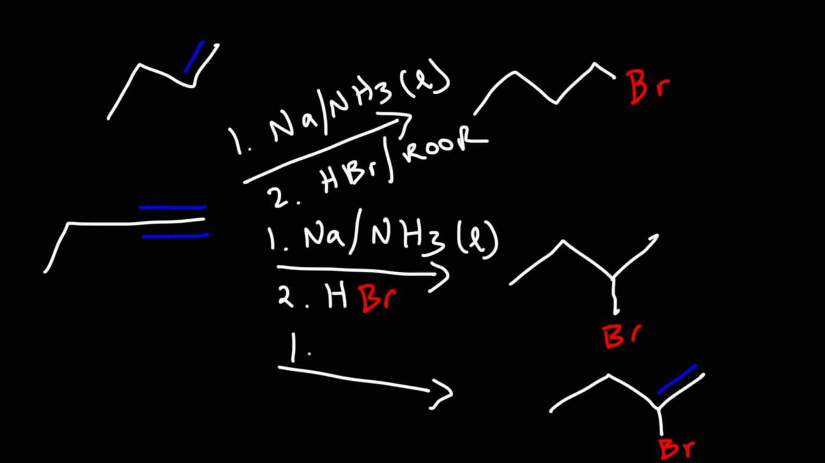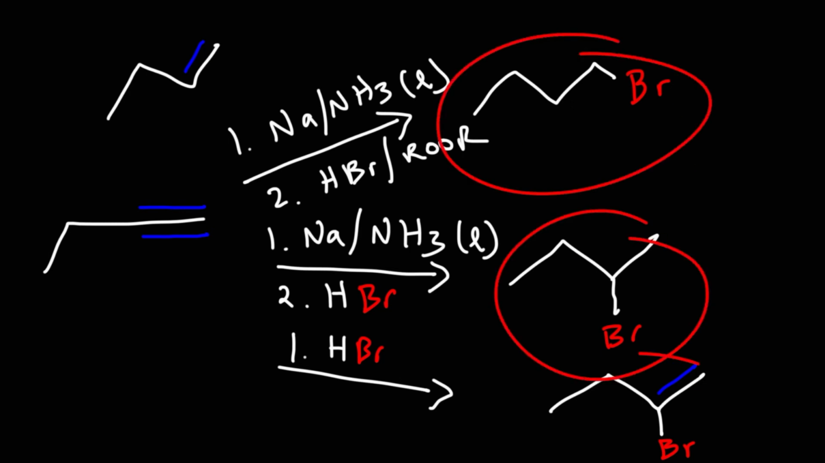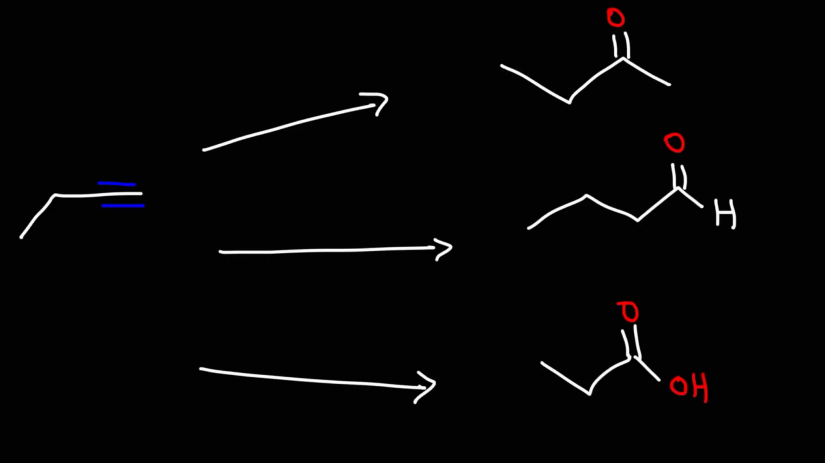Now for the third reaction, all we need to do is react with HBr. It's going to convert the alkyne into an alkene, and the bromine is going to go on the secondary carbon. So those are the reagents that we need to convert 1-butene into these 3 different products. Go ahead and try these reactions. From 1-butene, go ahead and make the ketone, the aldehyde, and a carboxylic acid.